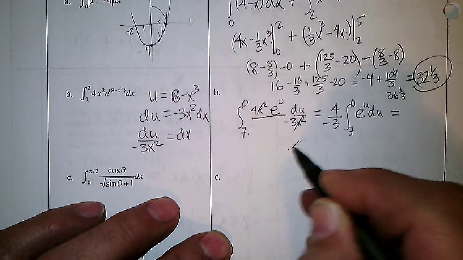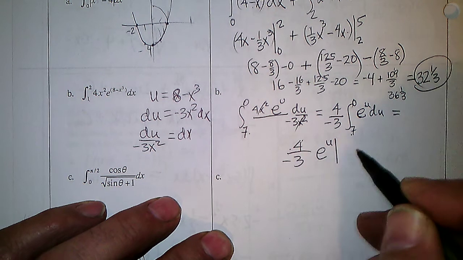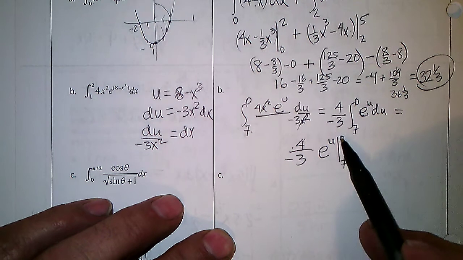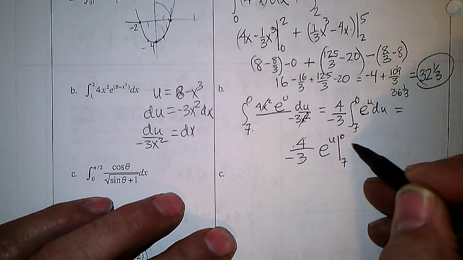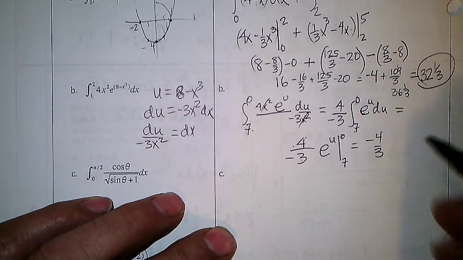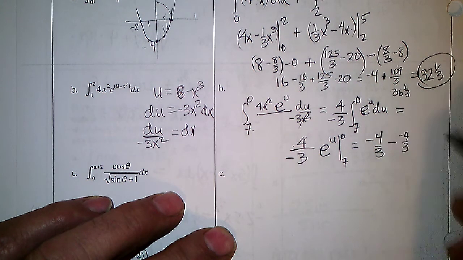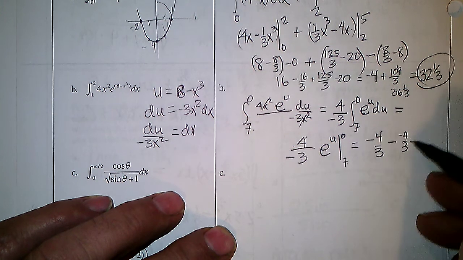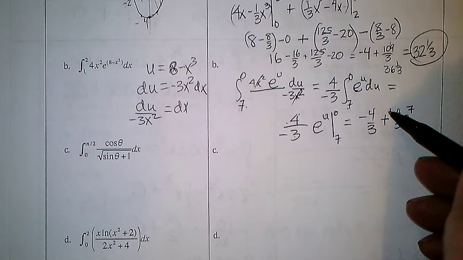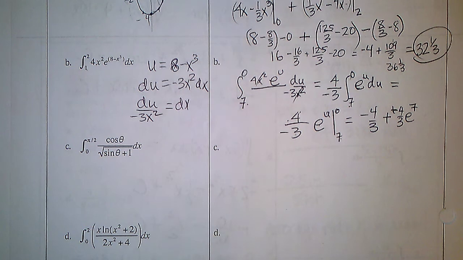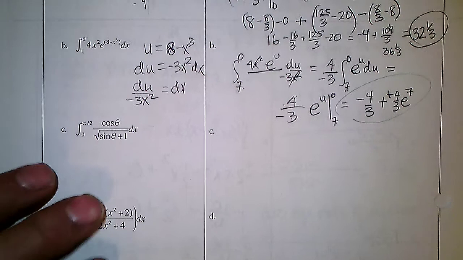So I'm going to have 4 over negative 3 e to the u evaluated from 7 to 0. If I put 0 in, I get minus 4 thirds, since e to the 0 is 1. Then minus 4 thirds times e to the 7th, and so that actually turns into a plus. I can factor out the 4 thirds or not, but close enough. Okay, C.